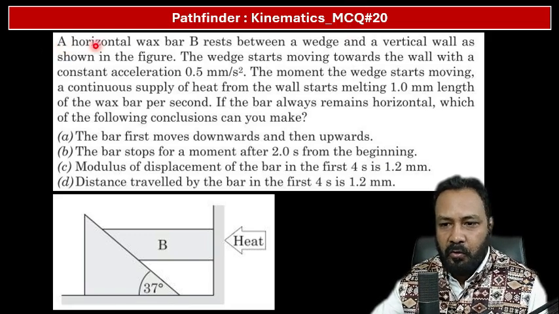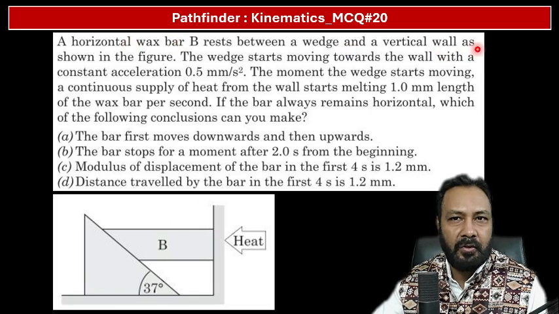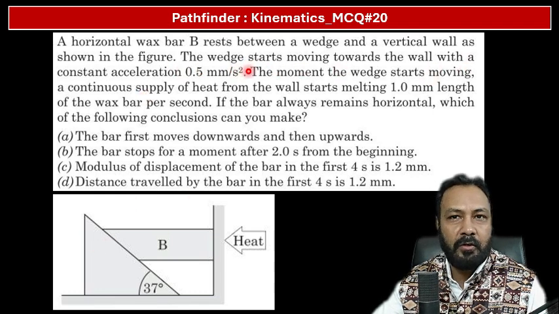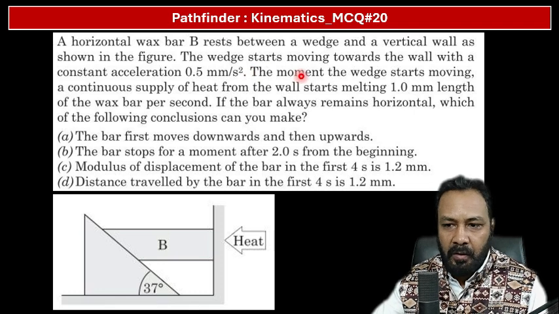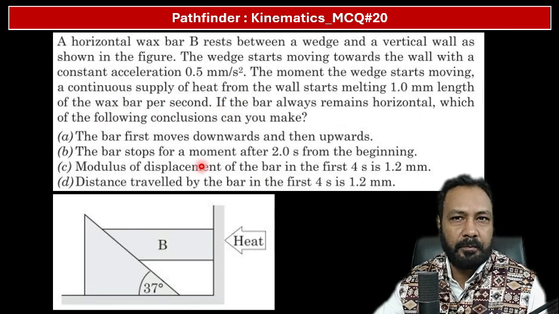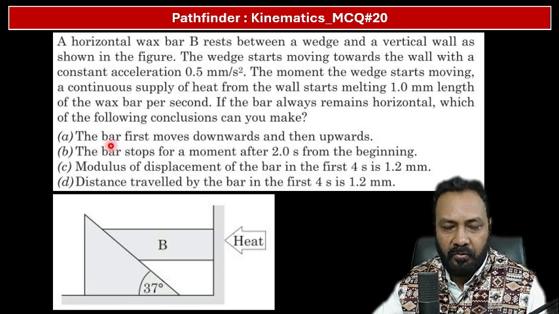So the question states: a horizontal wax bar B rests between a wedge and a vertical wall as shown in the figure. The wedge starts moving towards the wall with a constant acceleration of 0.5 mm per second square. The moment the wedge starts moving, a continuous supply of heat from the wall starts melting 1 mm length of the wax bar per second. If the bar always remains horizontal, which of the following conclusions can you make? Okay, we'll see the options one by one.